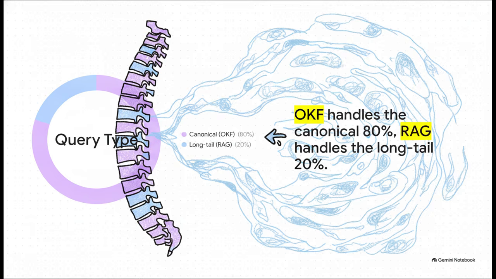Think of this hybrid setup a bit like human anatomy. OKF serves as the curated, highly structured spine for the 80% of answers that are high stakes and canonical. The things your business literally can't afford to get wrong, like pricing tiers or compliance rules.